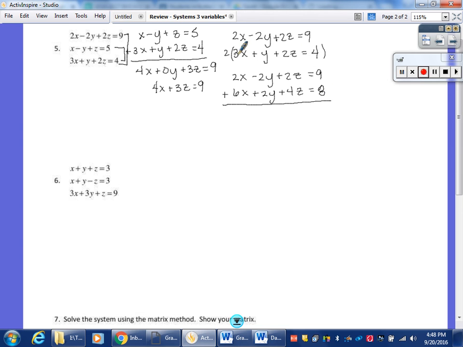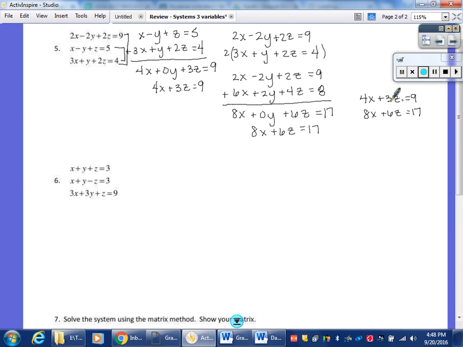It's really important to remember to multiply that last number, all right? And so this is 8x plus 0y plus 6z is equal to 17. So 8x plus 6z is equal to 17. And now what I'm going to do is take these two variable equations and make a third system out of them. So that's 4x plus 3z is equal to 9, and 8x plus 6z is equal to 17.